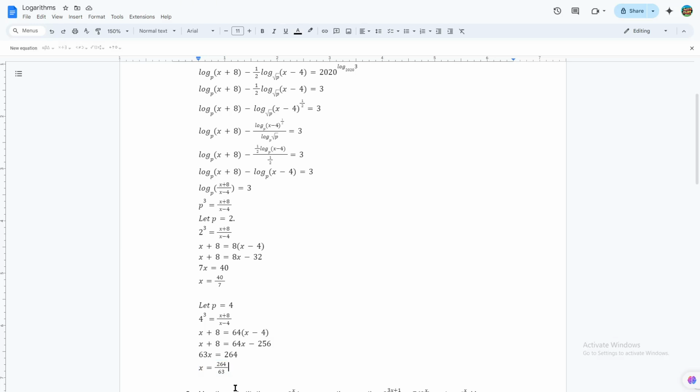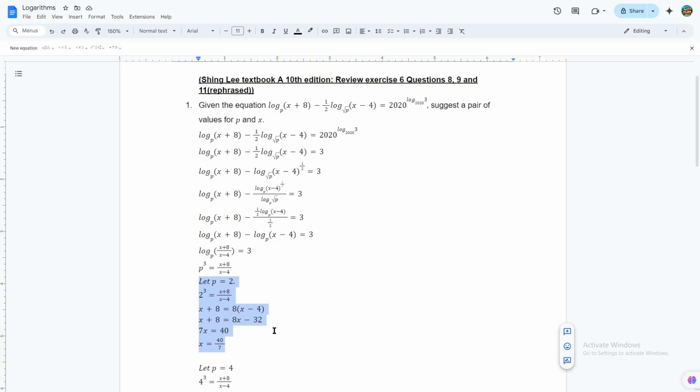Which gives us 88 over 21. So we are simplifying the fraction here. You do not need to do all of these steps during the exam, and as long as you have one pair of values for p and x, you are just good to go.